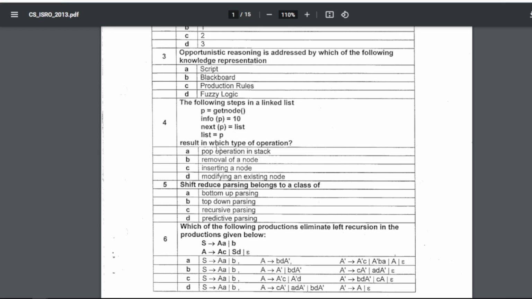Therefore, this sequence of steps performs an insertion operation at the beginning of the linked list, right? It is also known as the push operation. So C will be the answer here.